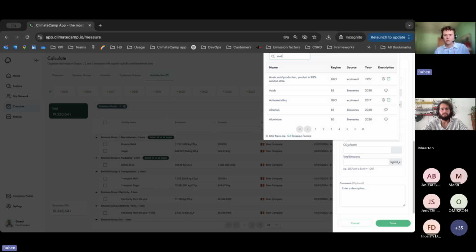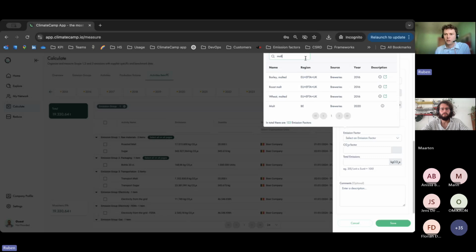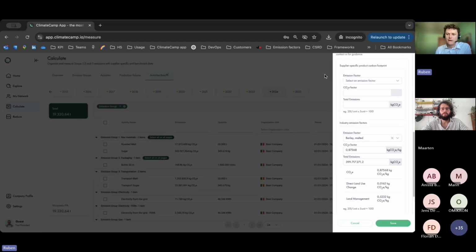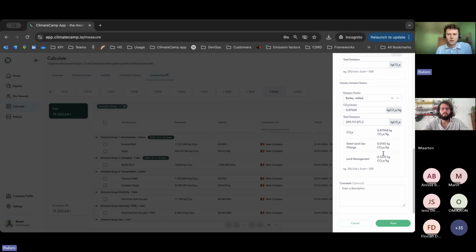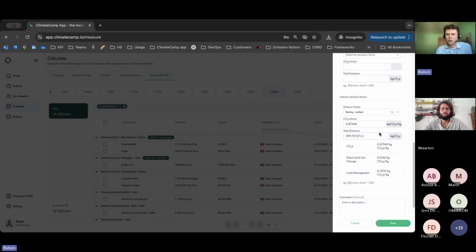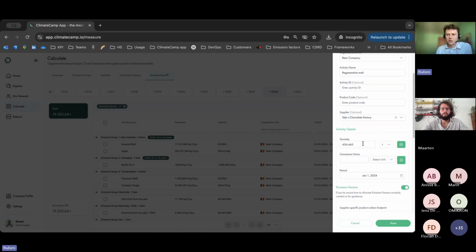So I would say, okay, for malt, which are the emission factors by default available? I see here that I have malted barley with the source, also a short description, so where this is coming from, and we'll be able to select this emission factor. As you can see, there's also some FLAG emissions applicable to this emission factor, so this would be displayed as well. So this would allow me to calculate the emissions for this specific activity.